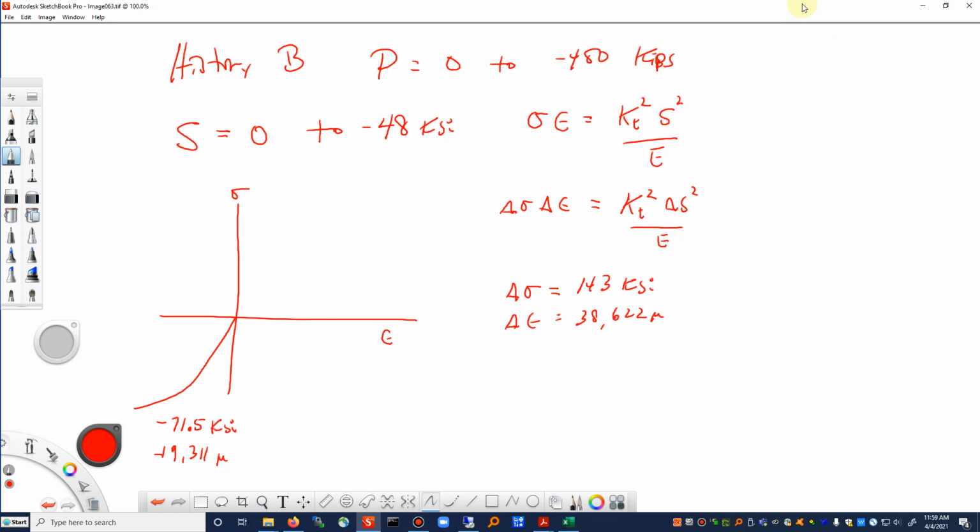Since this is an increase in load, we're going to both increase stress and strain. So I'm down here at minus 71.5. I'm going to add 143 to it. I'm at plus 71.5. And it looks like the other one is also double, but let's just check it out. I'm at minus 19,311, and now I'm going to add 38,622. So yeah, I'm at plus 19,311 microstrain.